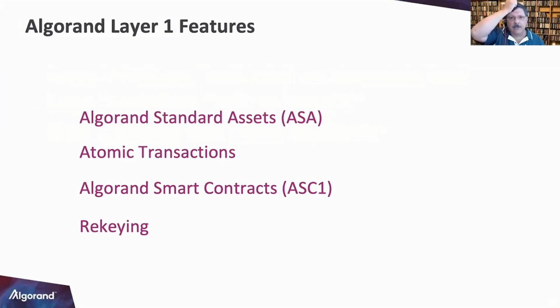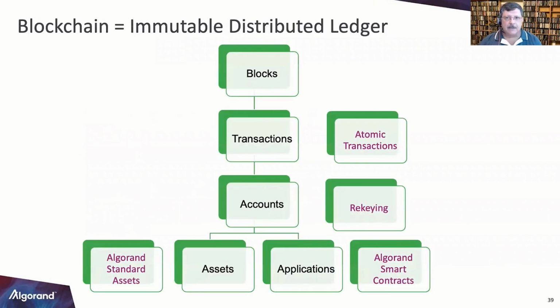Algorand layer 1 features include standard assets. Those are the tokens we've been talking about. So you can do that natively right on the blockchain. Atomic transactions is huge. This could be the secret sauce of architecting a solution, tying together many related transactions into one big one. Algorand smart contracts provide a logic capability to do signing and transactions, as well as a feature called rekeying to rekey the secret keys. So I'm going to explain a lot of this in this section here.